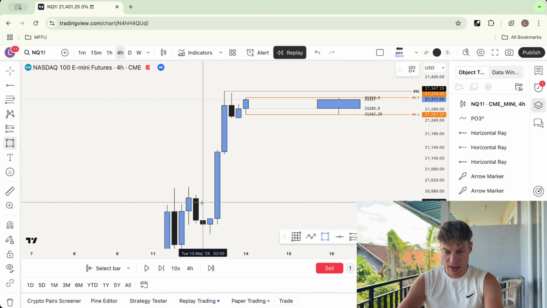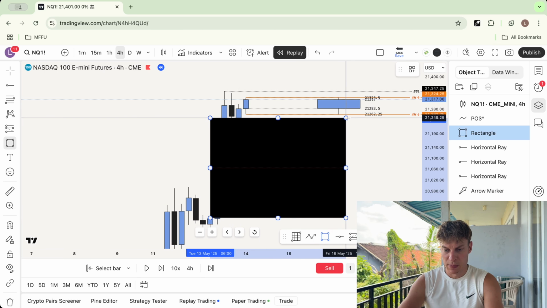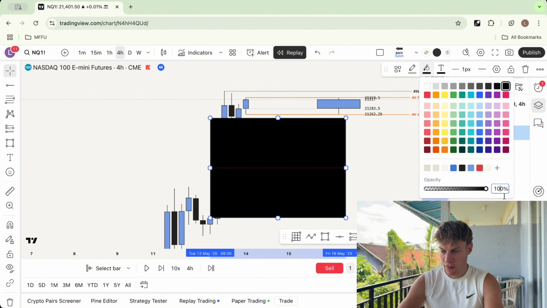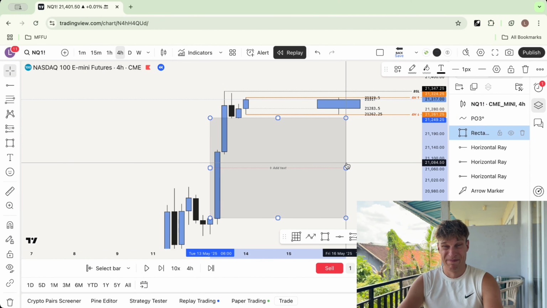And lastly, I can see a PD array below. Oh my goodness me, that is black. That is the first time I've said that in my life. Or is it? Anyway.